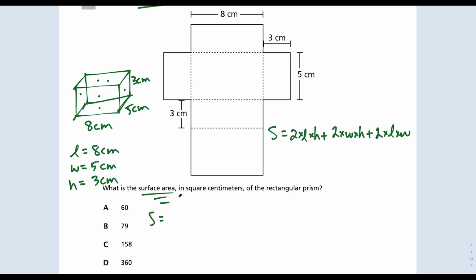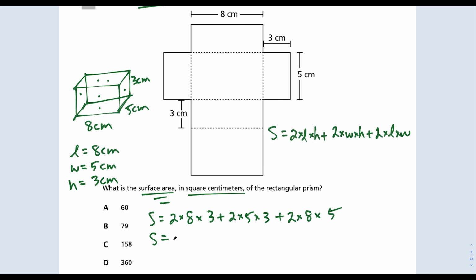So now I just have to plug everything in. And because this is multiple choice, I'm not going to worry about the units until the end. I'm just going to plug in the numbers. So I'm going to have 2 times the length is 8 times the height is 3. And then I'm adding 2 times the width is 5 times the height is 3. And once again, I'm going to attach the square centimeters at the end. And then for the last component, we have 2 times length times width. So I have 2 times the length is 8 and the width is 5.